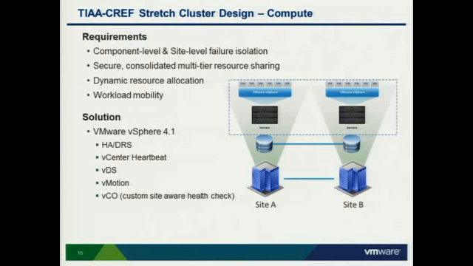But if we look back at our core requirements, they're exactly the same that we had with network and storage. So we want component and site level failure isolation. At the end of the day, we really need that workload mobility. So we provide the networking and storage to be able to move the workloads around between sites. That's the key. Obviously, the solution is ESX 4.1 in this case, HA and DRS. That's what we talk about, stretching the cluster. So that's the cluster itself. That's how we get HA, DRS.